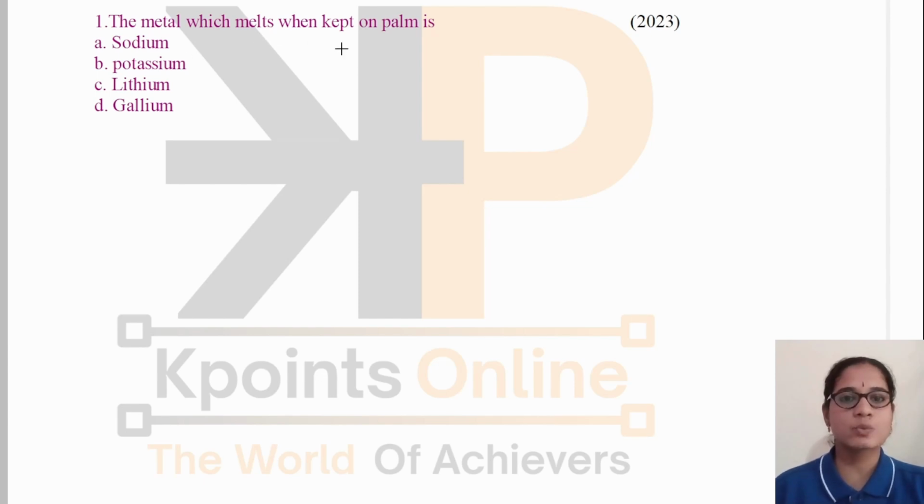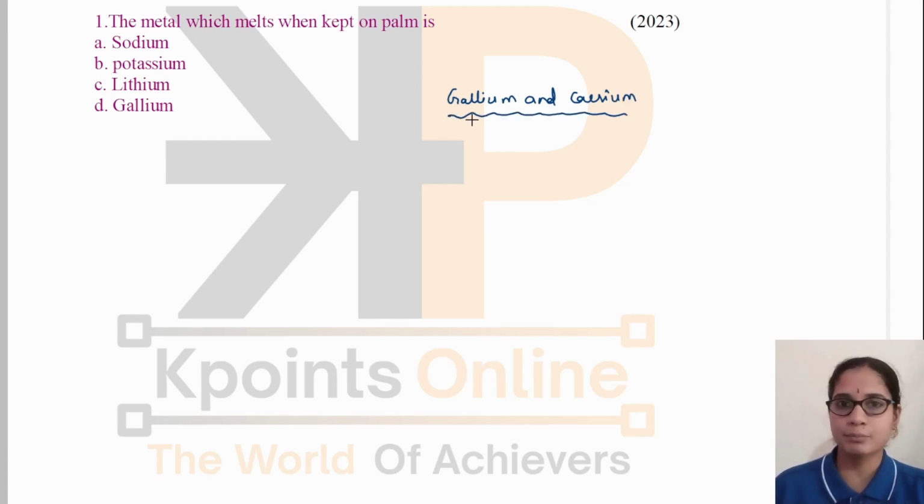The metal which melts when kept on palm is: sodium, potassium, lithium and gallium. These are the options. We know that all the metals are hard and they have a high melting point. But there are some exceptions which melt at very low temperature. Among them, the exceptions are gallium and cesium. These are the two metals which have very low melting point, and they even melt by keeping them on the palm, because of the temperature of our body. So among these options, gallium is the correct answer as it has a low melting point.